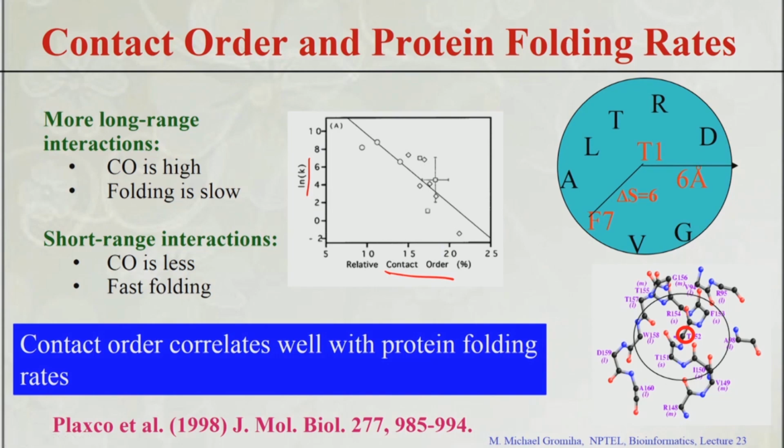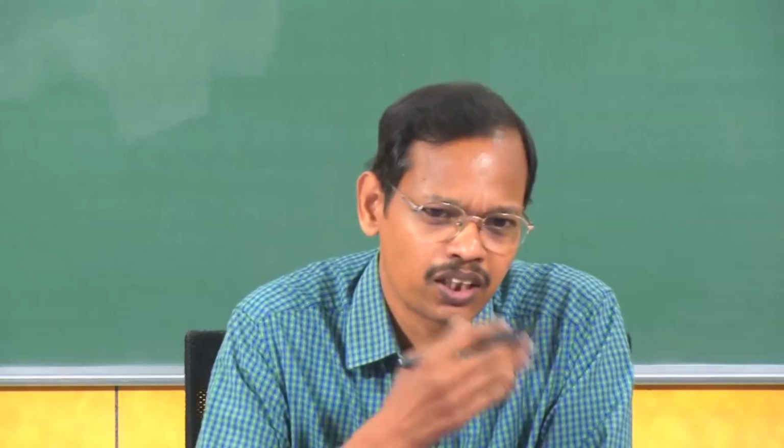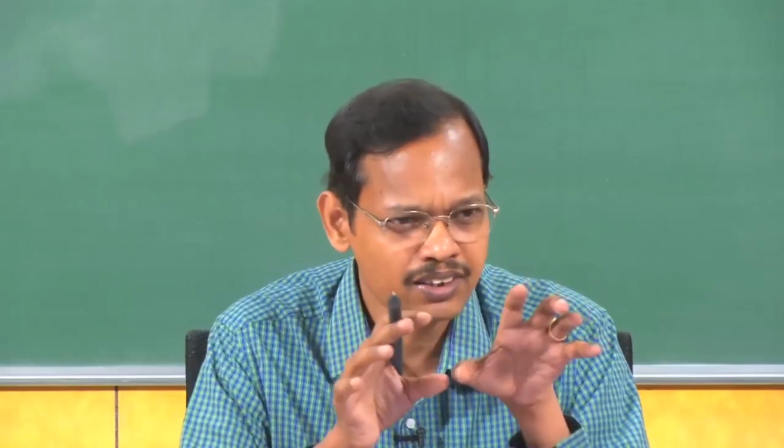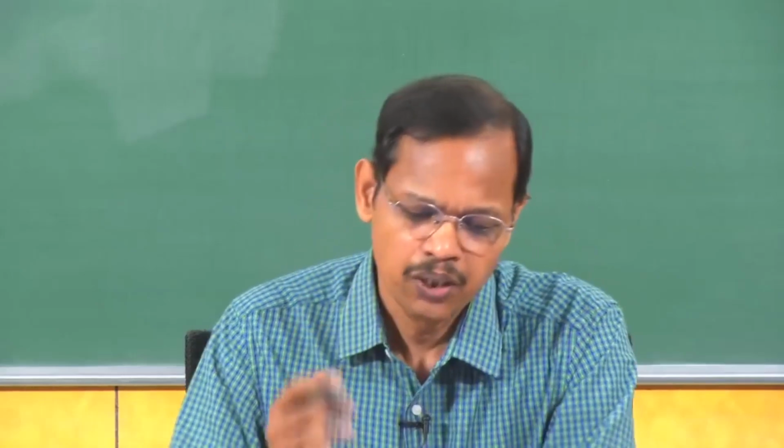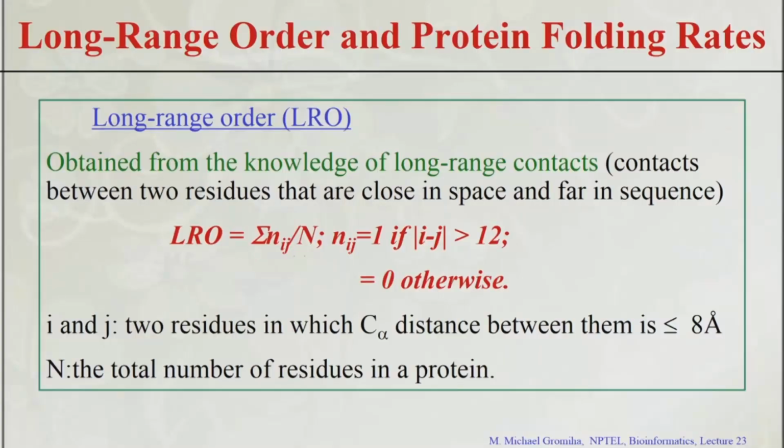Now, the second parameter, what is the next parameter we discussed? Long range order, right. How is the long range order derived? What is the concept used for? It is the contacts which are close in space but far in the sequence. In this case we see all the contacts which are close in space and far in sequence, because Nij equals 1 if the separation is 12 residues.